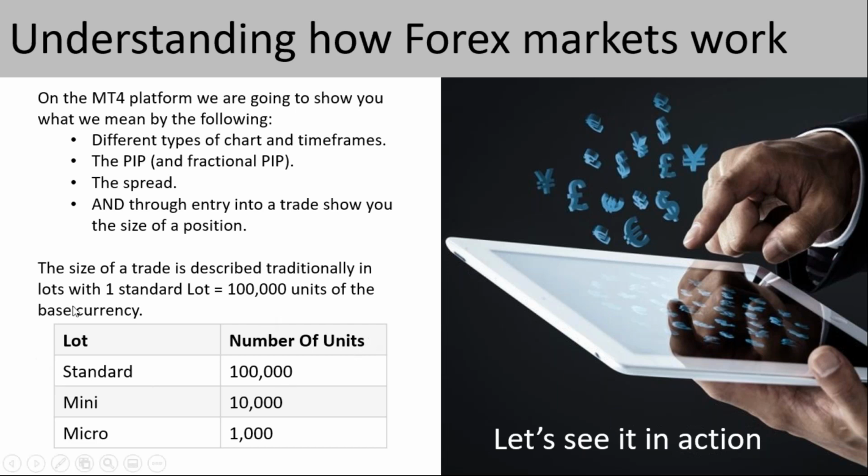So if we look at what that means, a standard lot is 100,000 units. So if we were to trade euro USD, it would be 100,000 euro. If we were to trade Aussie USD, it would be 100,000 Aussie dollars. We can also trade mini lots, which are 10,000 of the base currency, and micro lots, which are 1,000.